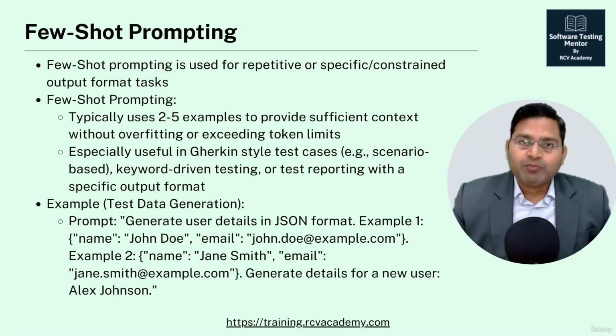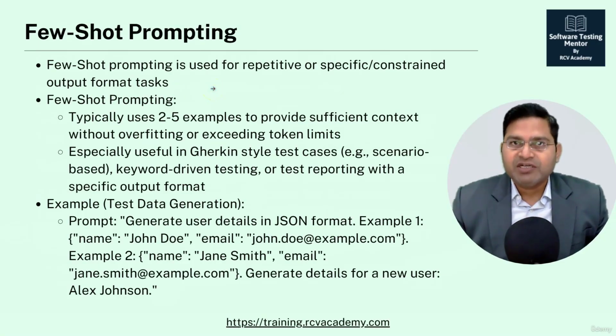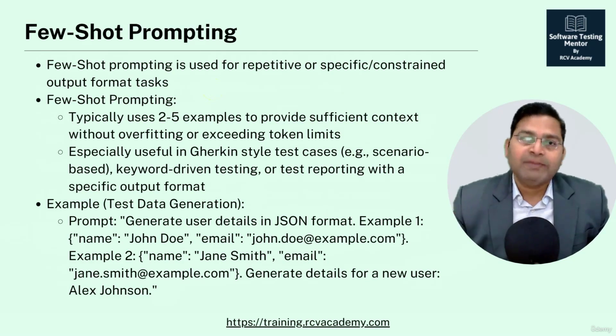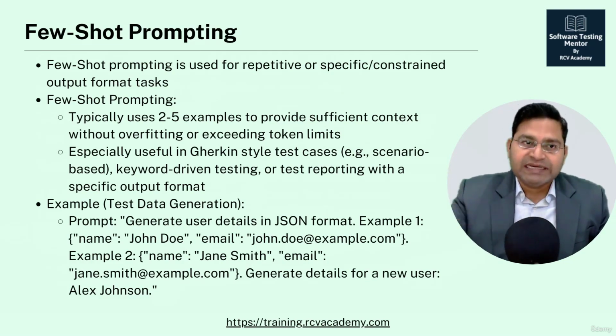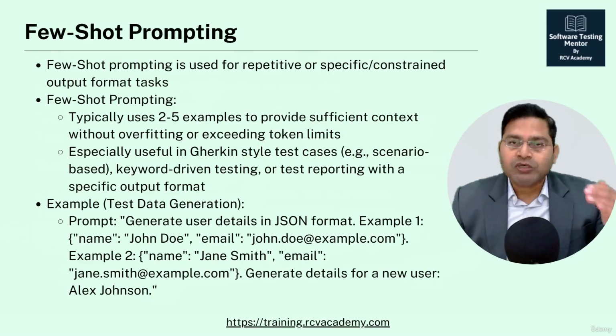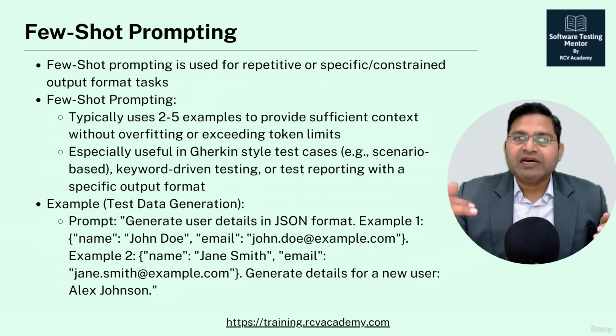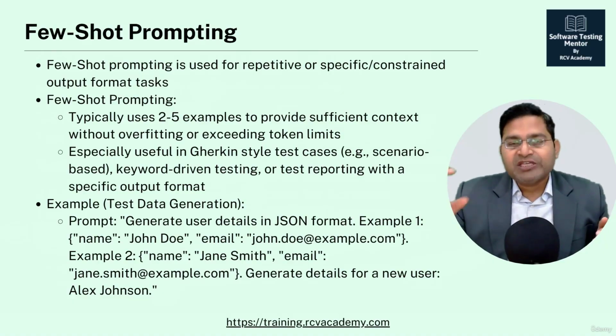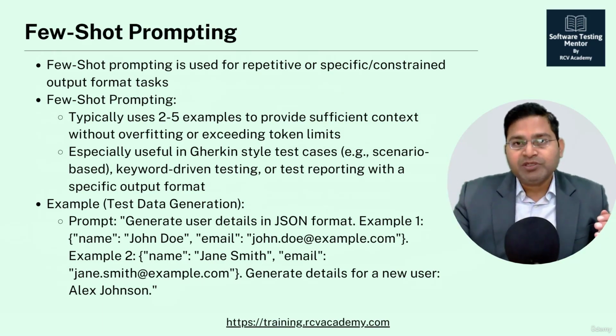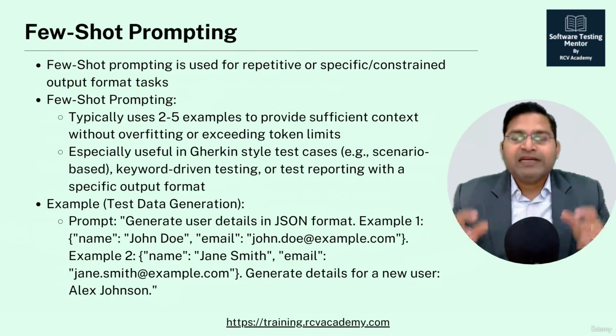Now, few shot prompting is used for repetitive tasks or tasks with a specific, constrained output format. When we say specific format, say for example, you want your test cases to be generated in a specific format with the test case ID as TC-001. That's how the test case numbering should start. So you specify that as an example. Have the test cases in the format wherein the test case ID is TC-001, then you have the test case title, the description, the steps, and then the expected result. Provide it in tabular format.